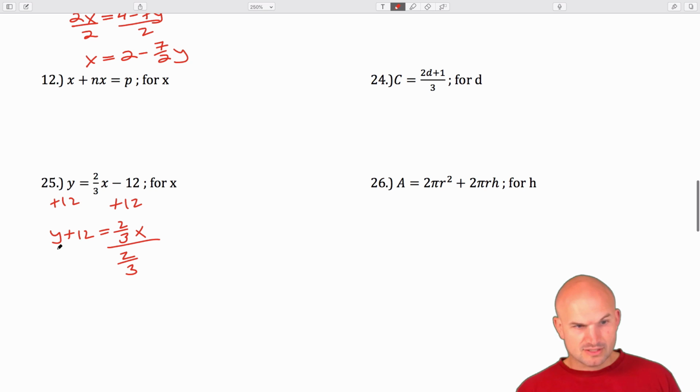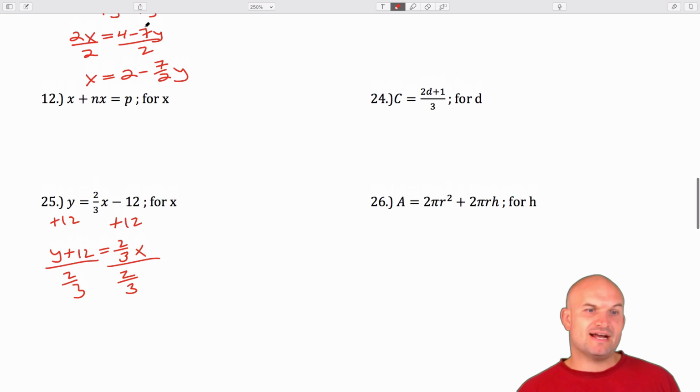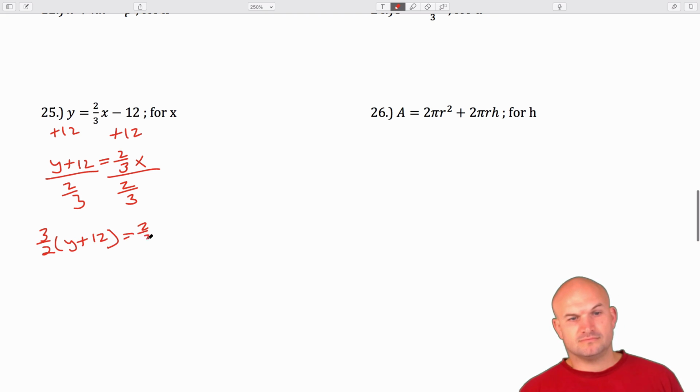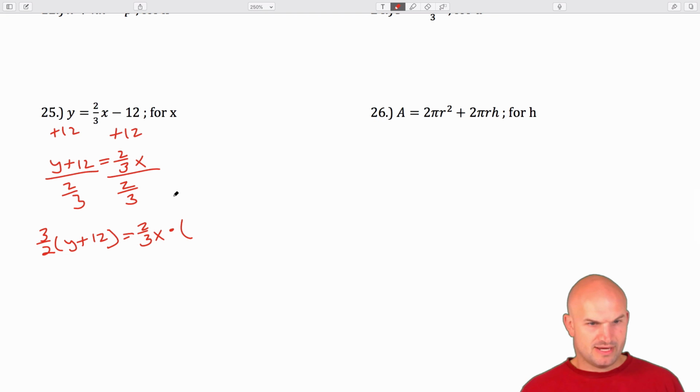So I'm dividing by 2/3, right? And that's what we did before. You took this term and divided it into both of them. Well, remember, dividing by a fraction is the same thing as multiplying by the reciprocal. So I can actually rewrite this problem like this. Times 3/2, right?